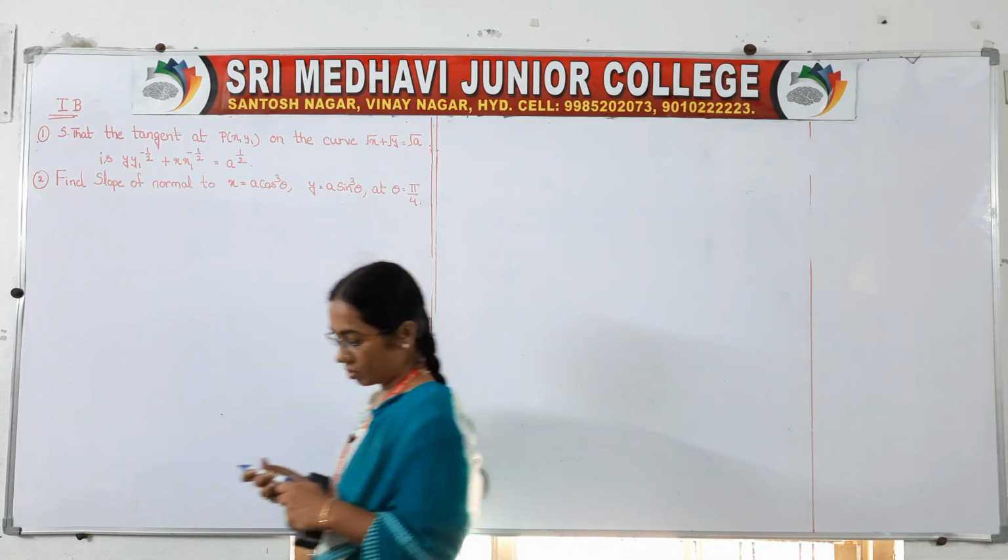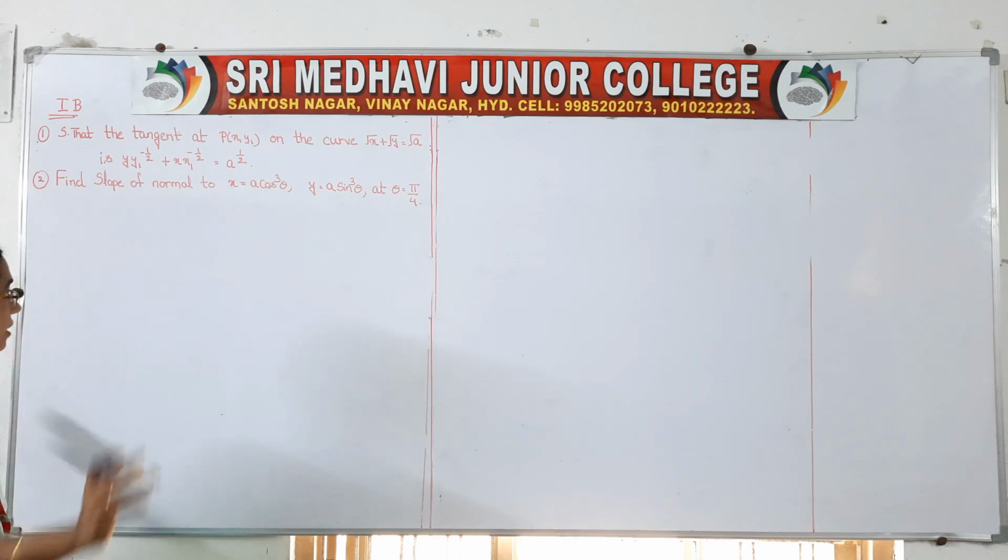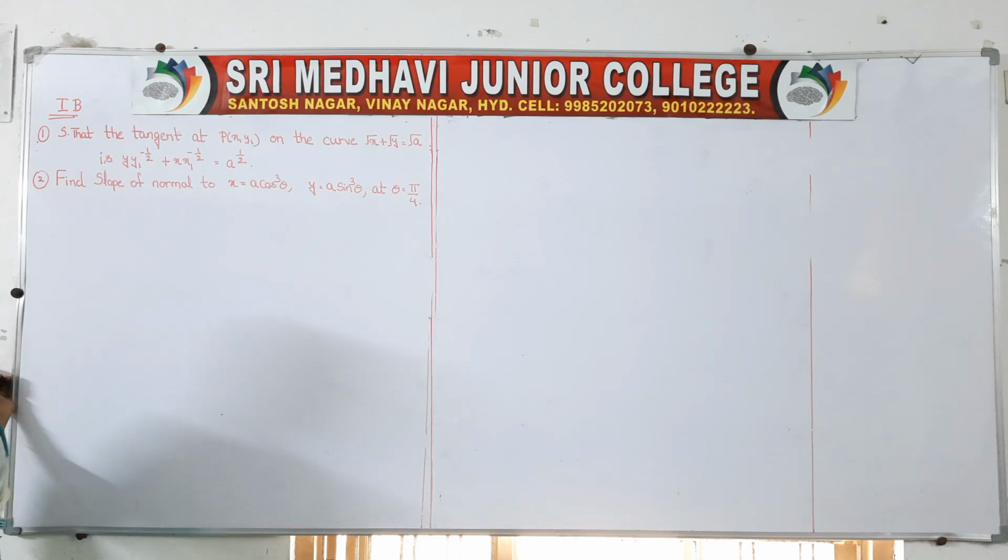So now come to the question. The first question belongs to 7 marks and the second question belongs to 4 marks. Show that the tangent at P(x1, y1) on the curve is this one.